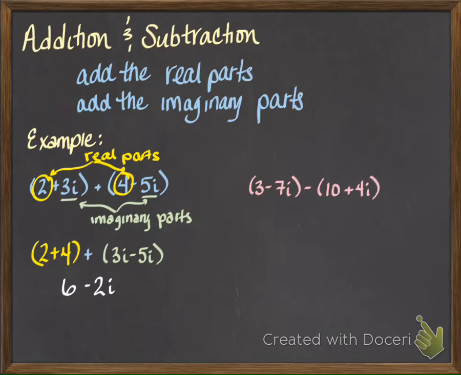Subtraction doesn't work a whole lot differently. I need to acknowledge the fact that I'm subtracting. So when I combine those like terms, I'll subtract. 3 minus 10, negative 7, and i minus 4i, I get negative 7 minus 11i. Addition and subtraction, we can do this.